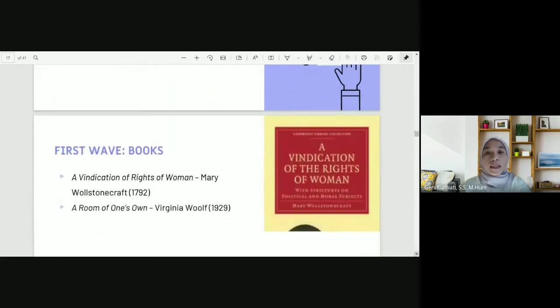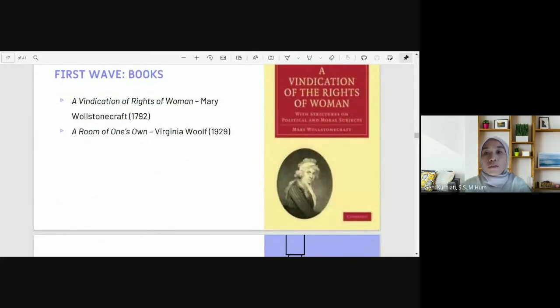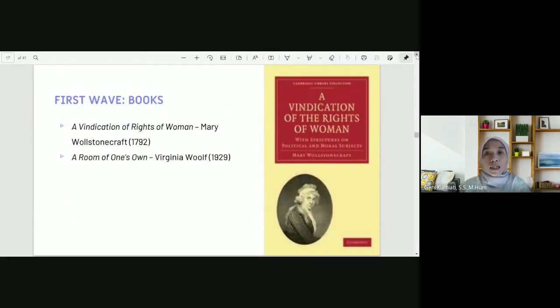Okay, and then here the first wave books. Of course, there are a lot of books that you can read to understand this movement, especially first wave. But here I wrote two as the example, and they are the grand books. First one, A Vindication of the Rights of Woman by Mary Wollstonecraft, and the second one, A Room of One's Own by Virginia Woolf.